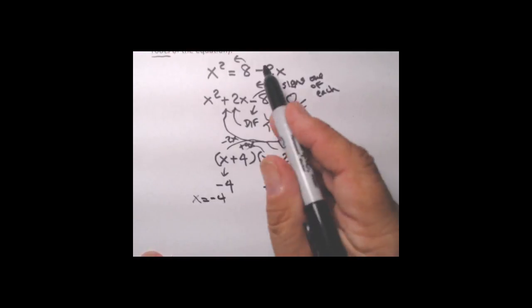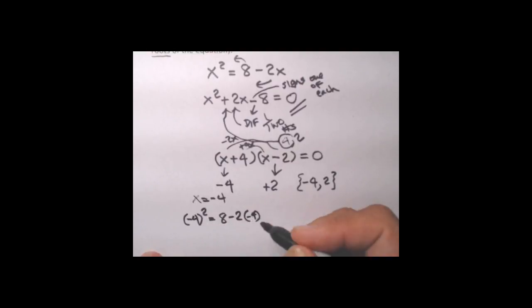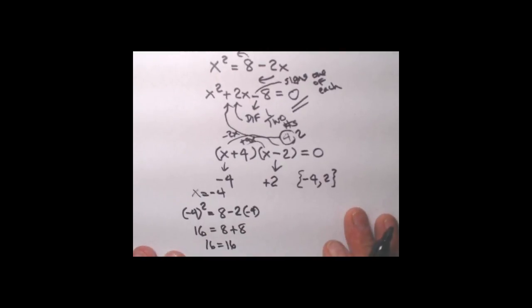Well, take the original equation back up here. X squared, I'm going to make a hole for the x, there's the squared, equals 8 minus 2 times a hole for the x. Well, we think x equals negative 4 is one of the answers, so let's put it in here, the negative 4. Now, this has to balance if this is correct. So negative 4 times negative 4 is 16. Over here, I've got 8, and then minus 2 times minus 4 gives me plus 8. Well, 16 equals 16, huh? We're good. So that means that negative 4 is good.